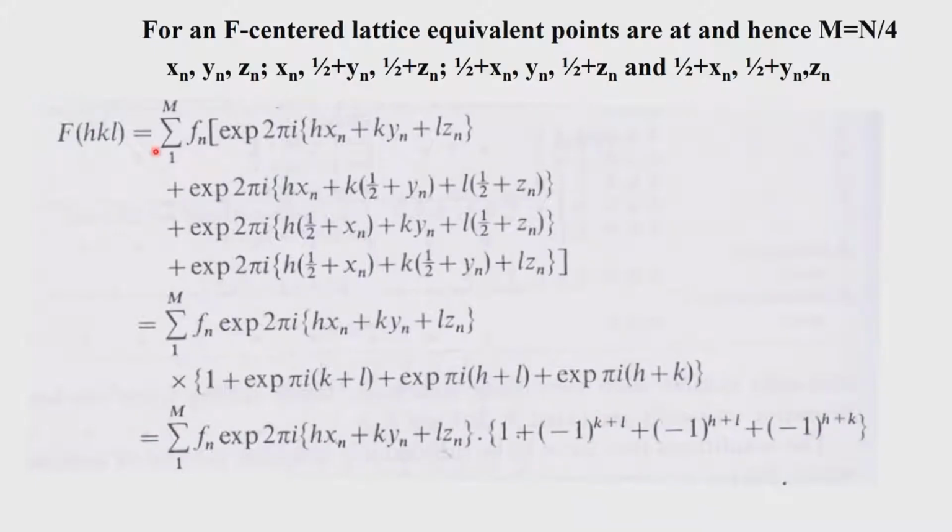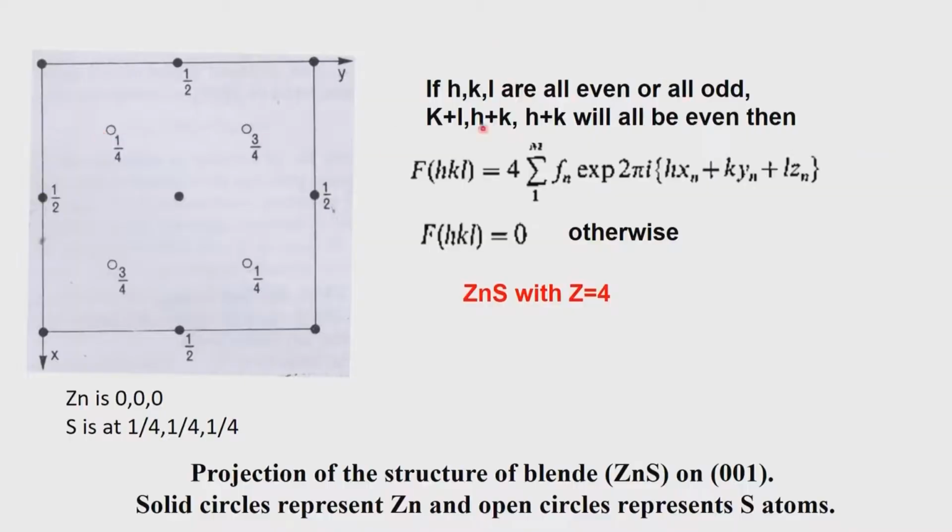So what do you think will happen when we have face centered lattices? Face centered lattices, as we see, there are 4 equivalent points which develop because of the face centering. So that means the set of atoms we are considering now is reduced to 1/4. So this 1/4 atom now will repeat based on the nature of the centering. So what will happen to this expression? What would be the actual f of HKL? F of HKL, if HKL are all even or all odd, then k plus l, h plus l and h plus k will all be even, right.